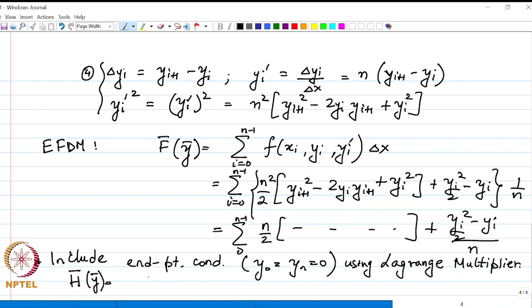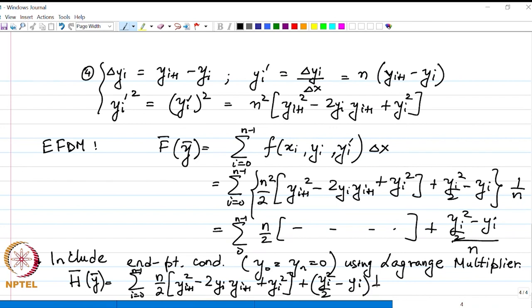So, my new vector function now is the original function f bar of y bar, which is the sum over i from 0 to n minus 1 of n by 2 times (y_{i+1}^2 minus 2 y_i y_{i+1} plus y_i^2), plus y_i^2 by 2 minus y_i divided by n, plus the additional conditions that we have included, y_0 and y_n. We have included those using these additional constants known as the Lagrange multipliers.